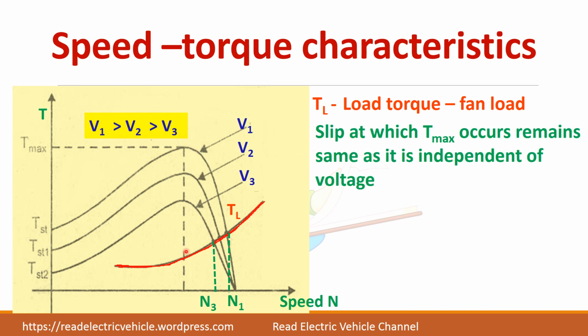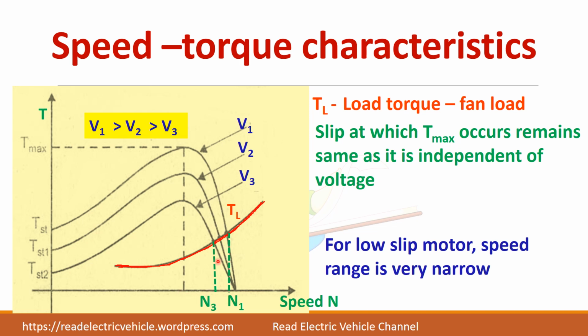In all the three cases, you can see the maximum torque occurs at the same point. Though the magnitude of the maximum torque is different, the slip at which maximum torque occurs remains the same. And the important point to note here is that though we are able to reduce the voltage, here the speed range is very less. For each voltage, the speed difference is very less. It means that your speed control will be very narrow.